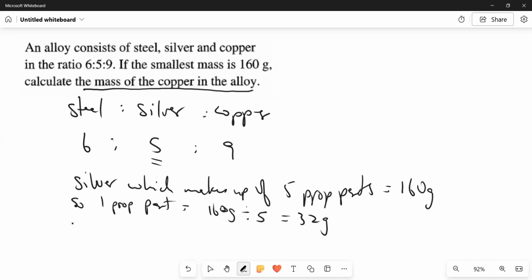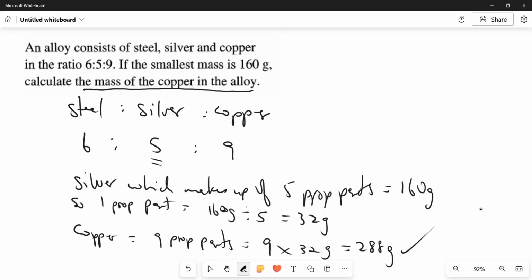What's the mass of copper in the alloy? I could write out the words: mass of copper equal to 9 proportional parts, which is equal to 9 by 32 grams. That'll give us 288 grams, and that's your answer. If one proportional part is 32 grams, then 9 of them will be 288.